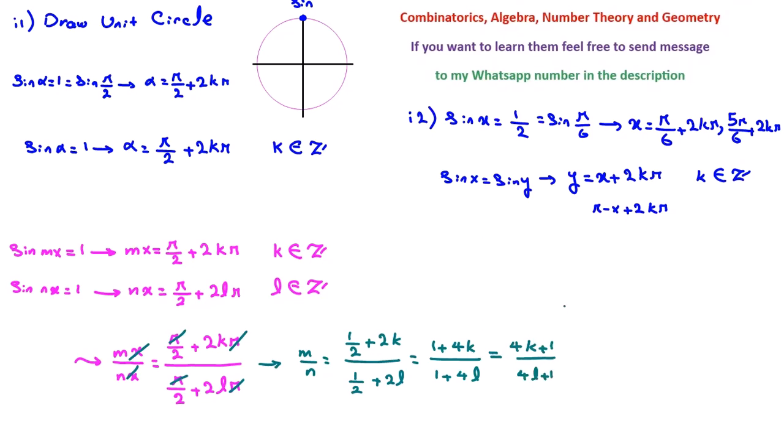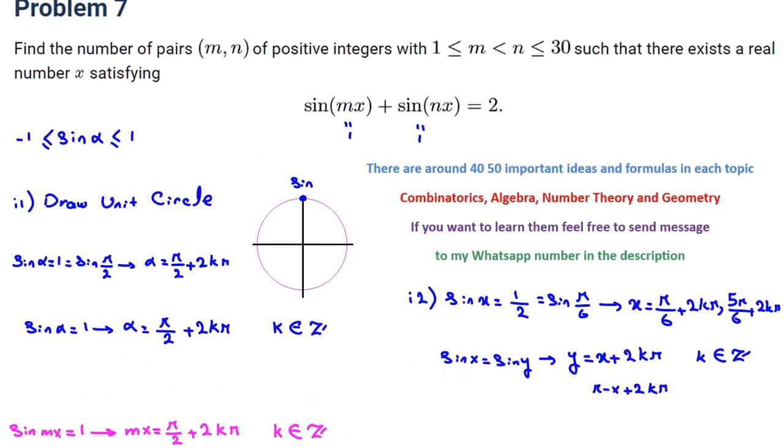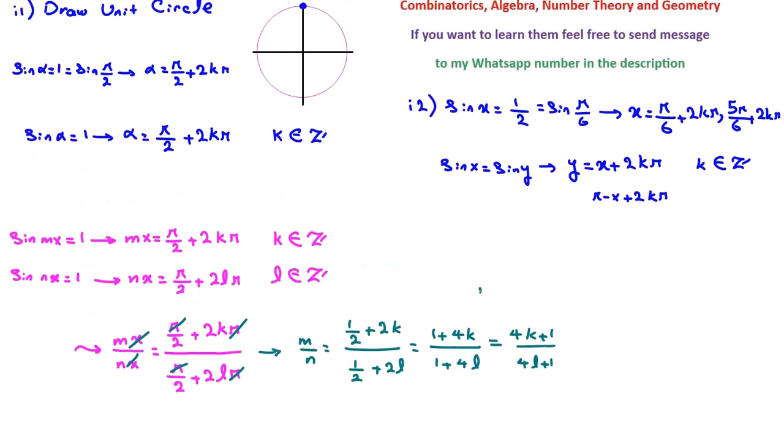And we know m and n are what? m is less than n, less than or equal to 30, and greater than or equal to 1. We should see how many of these m and n we can write in terms of this. Try this one again: pause the video and try the rest first on your own.